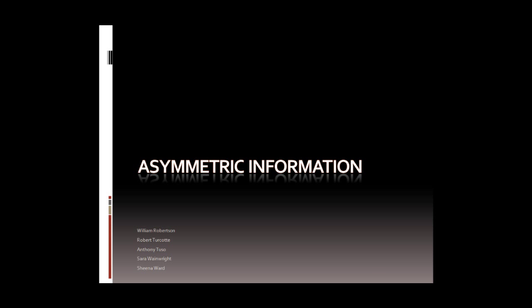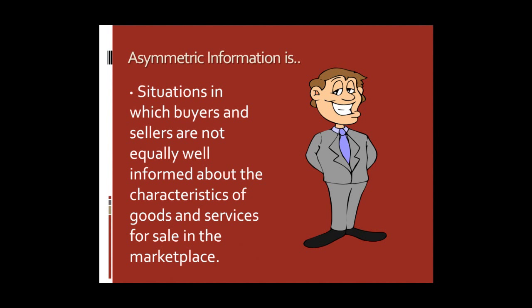Asymmetric information. Asymmetric information is the situations in which buyers and sellers are not equally well informed about the characteristics of goods and services for sale in the marketplace. Usually in these situations, sellers are typically better informed than the buyers, but occasionally the opposite is true.